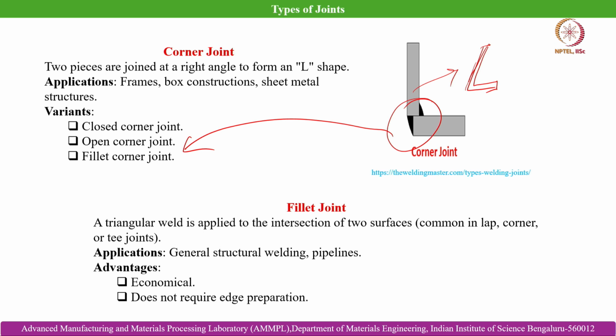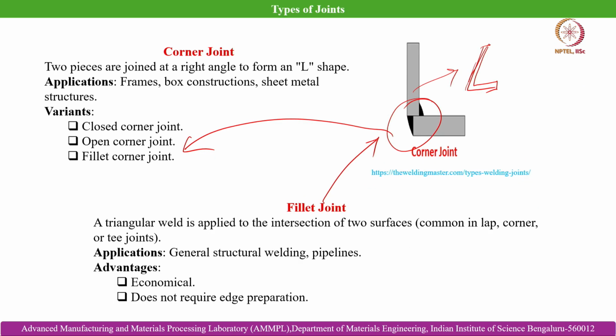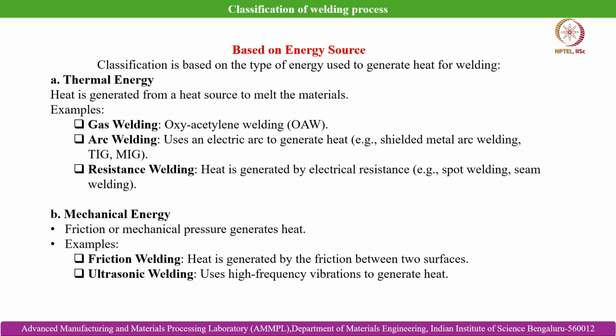So the applications are, these are all basically fillet joints, like we have discussed in case of corner joint, and earlier we have discussed this fillet joint in case of achieving T joint and edge joint. So these are the classifications of the joint based on their shape or the appearance of the joint. The applications of this kind of fillet joints are general structural weldings and pipelines. It is very economical and does not require much edge preparation.